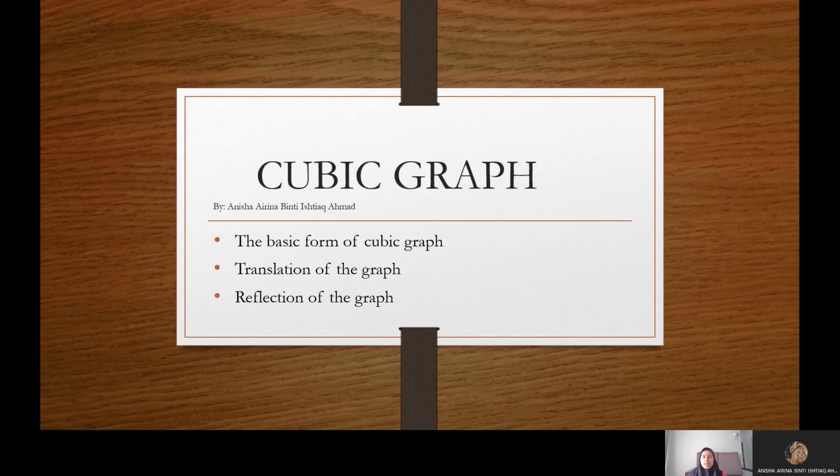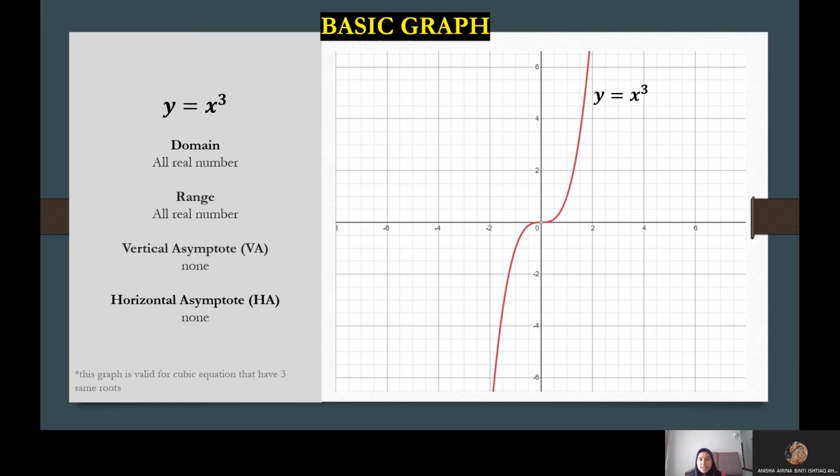Okay, now the graph that we will explain is the cubic graph. It is the basic form of the cubic graph. The highest power in the equation is 3.